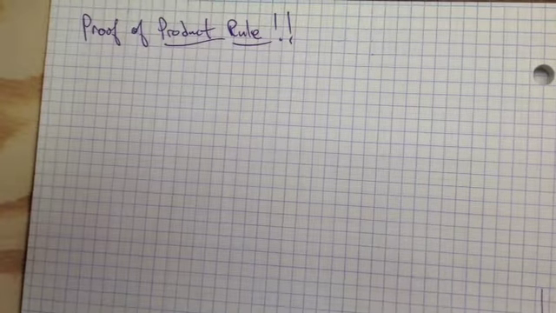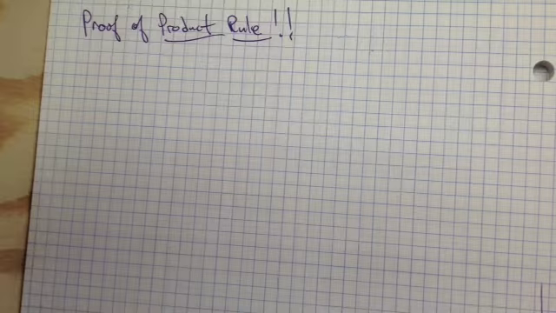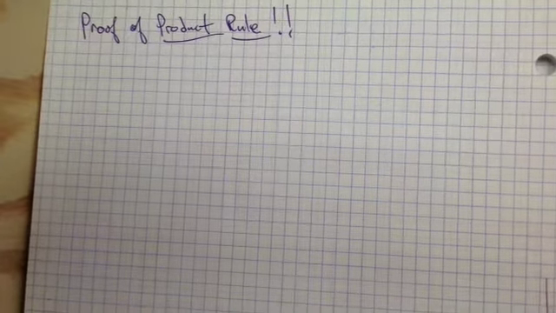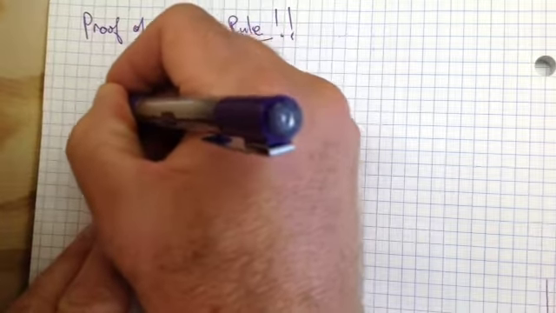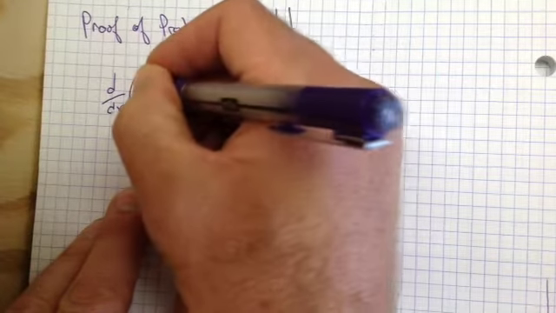Okay, I want to run through a proof of the product rule. It's the same one that's in your book, but maybe with a little bit of annotation here. Some of the mystery of it might be removed. So we're going to take the derivative, d/dx, of a product, u times v.